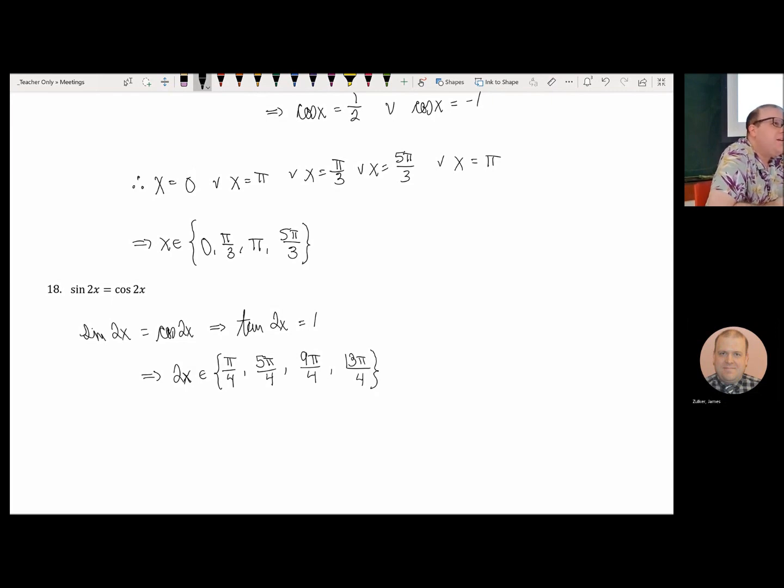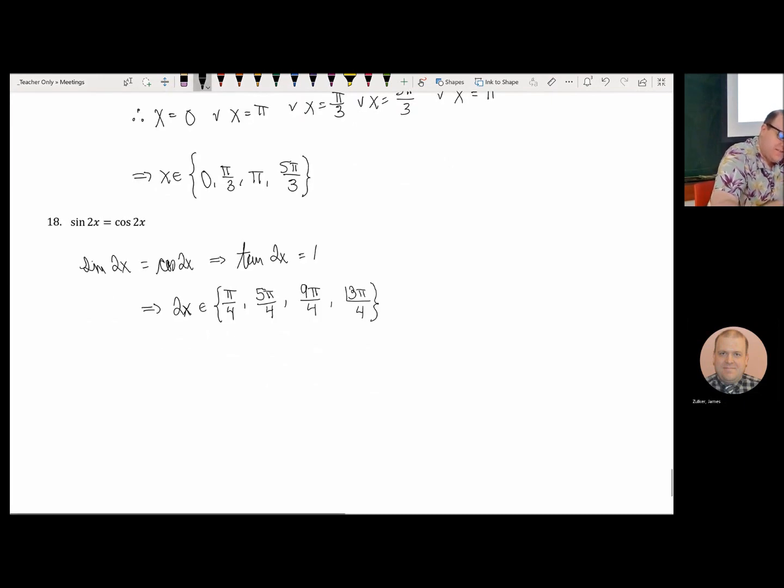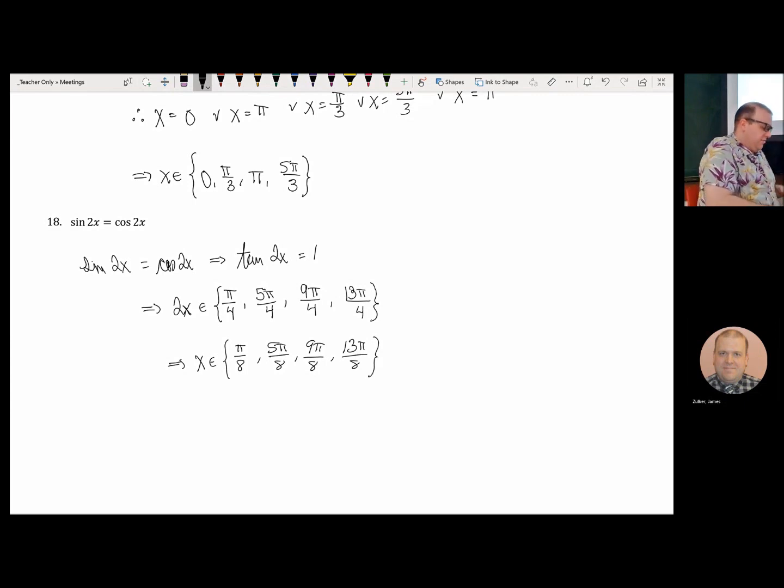X is between 0 and 2 pi. 2x needs to be between 0 and 4 pi. That means x is pi over 8, 5 pi over 8, 9 pi over 8 or 13 pi over 8. And there's the solution set.